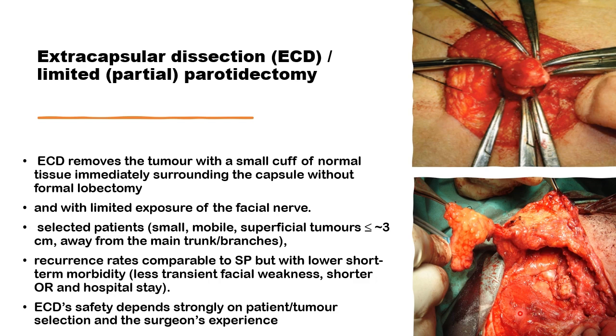On the other hand, partial superficial parotidectomy is one in which only a part of the superficial lobe, in this case the inferior part, which is here, is resected. The upper part of the gland, the superior part, is left in situ after identifying the facial nerve trunk and the lower branches of the facial nerve.